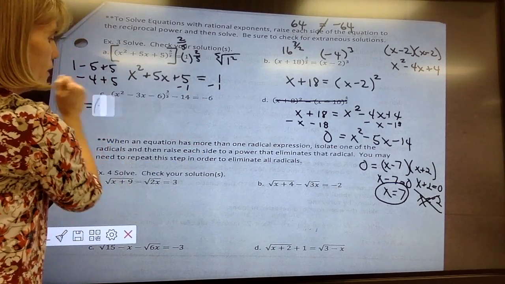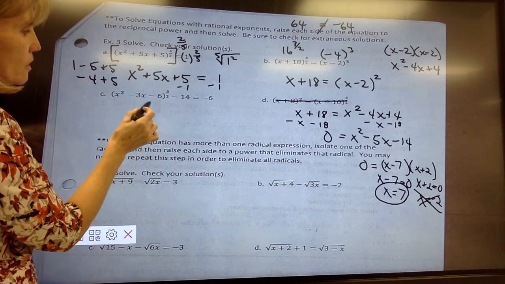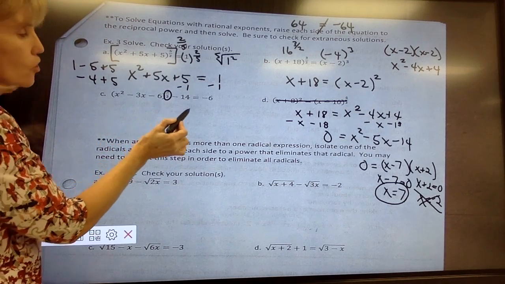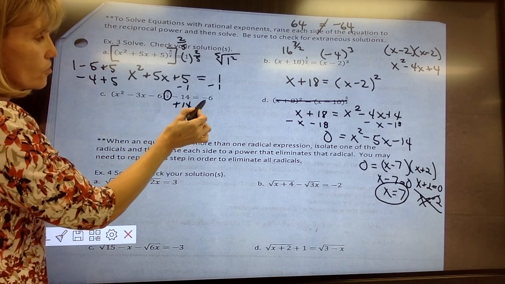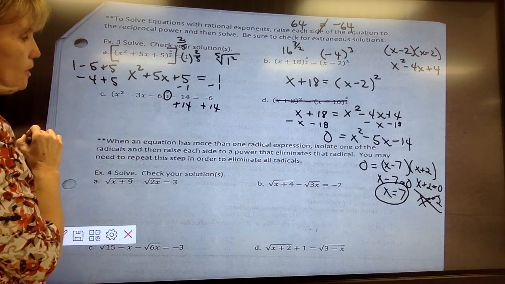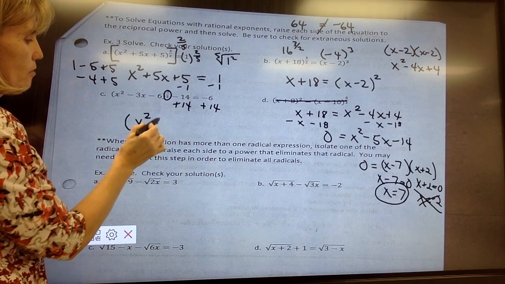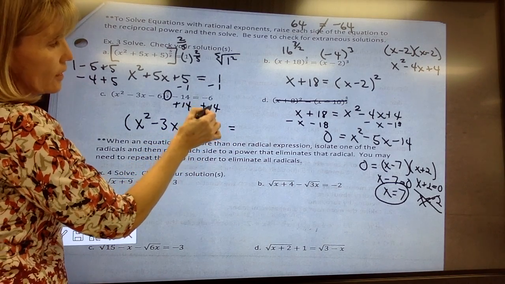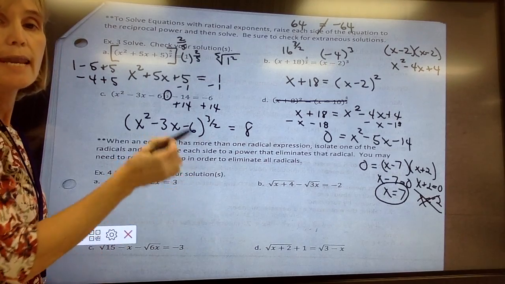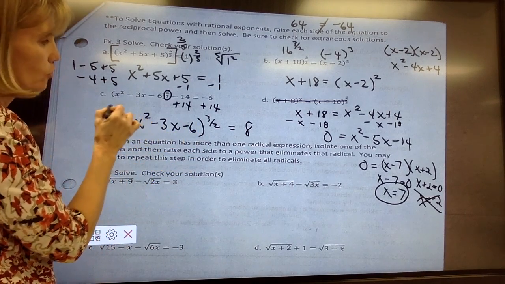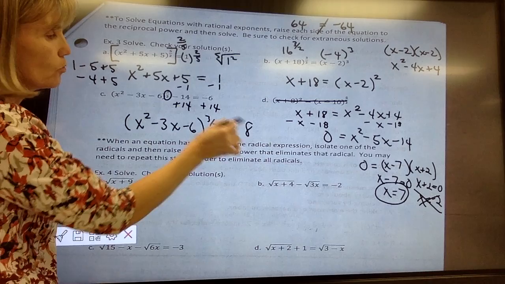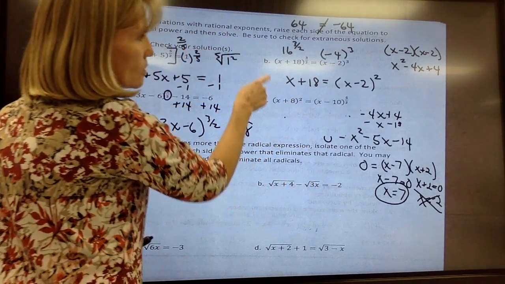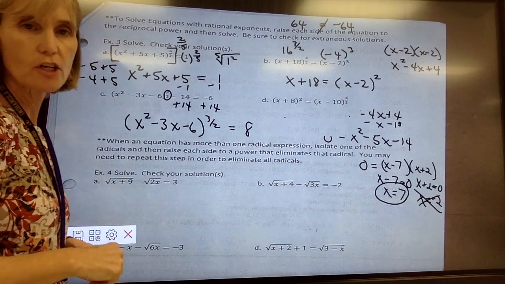Okay, when you go ahead and you want to solve C, you've got this part of it raised to the rational exponent. You've got to move that 14 over first. You want to isolate that rational exponent. So you'd have (x^2 - 3x - 6) raised to the 3/2 power equals -6 + 14, which is 8. Now you're ready to raise that to the 2/3 power. Okay, and you would do that to both sides of the equation. Okay, and this one's going to look just like B. So give those two a shot and see how you do.